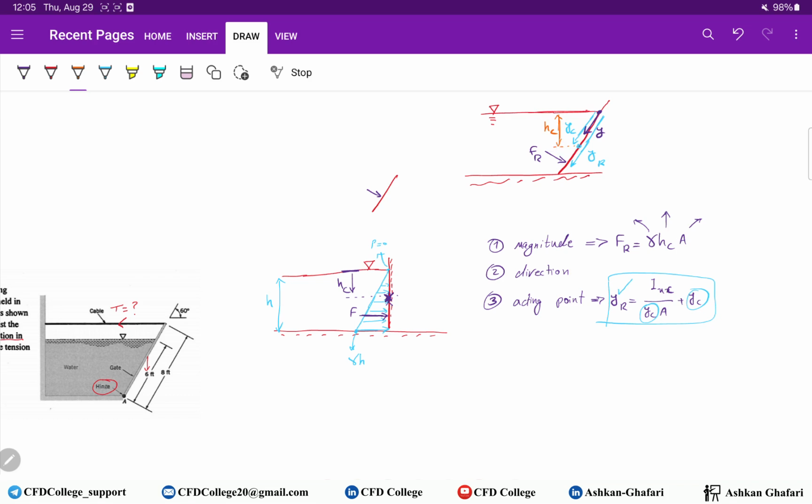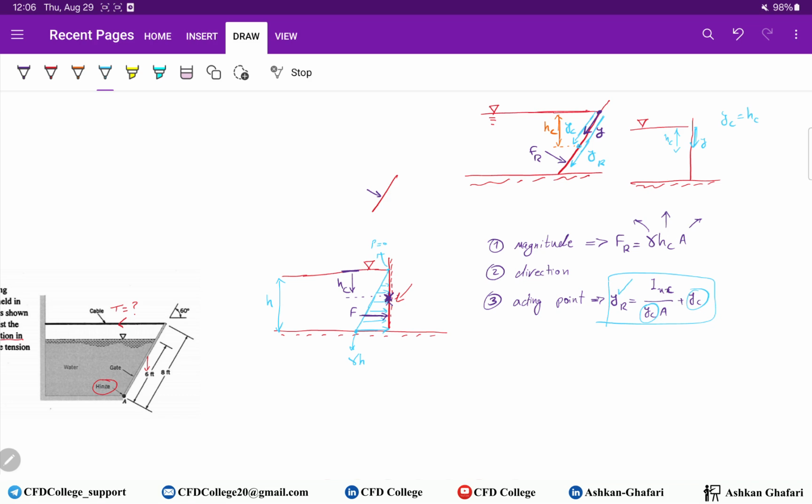The vertical distance between the free surface and the centroid. So when you have this kind of gate, a rectangular vertical gate, since the y axis is in this direction and here is HC, YC equals HC.